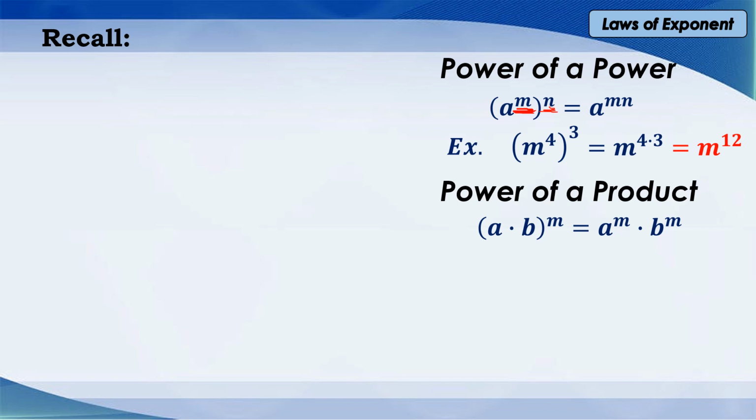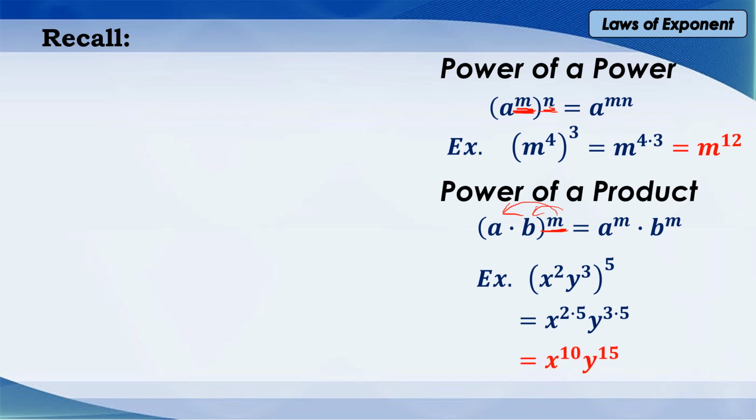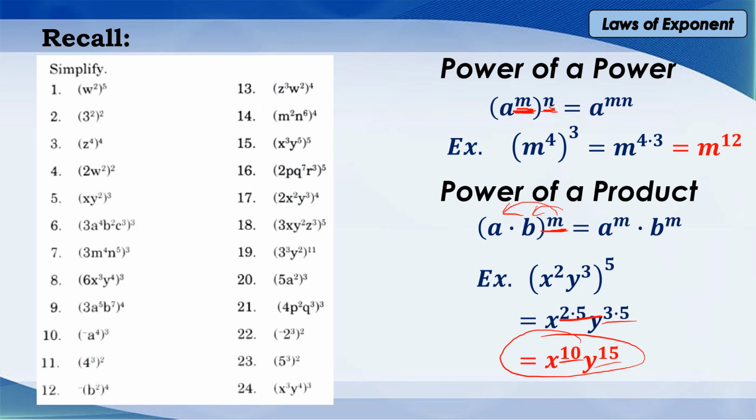Okay. Next, kapag naman power of a product, pagsamahin natin itong dalawa, we have a times b, m. We're going to distribute yung exponent na m doon sa loob, yung a magkaka-m, yung b magkaka-m. Example, we have x squared, y raised to 3, quantity raised to 5. We have x squared times 5, y raised to 3 times 5, and simplify it, we have x raised to 10, then y raised to 15. Because 2 times 5 is 10, then 3 times 5 is 15. This will be our final answer. Okay. Ayan yung example.